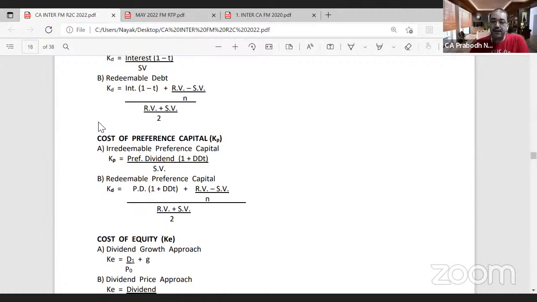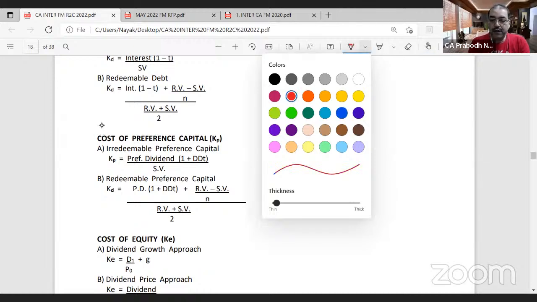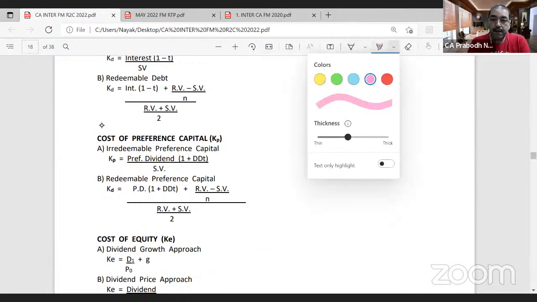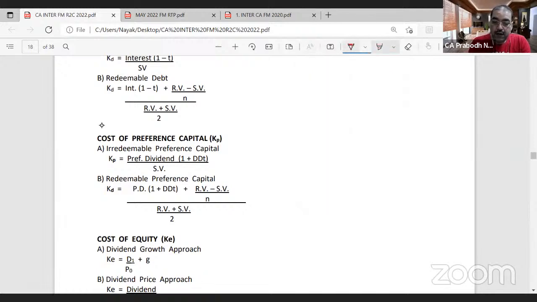Interest is 1 minus the tax, because interest is net of tax. You get the tax benefit. On preference dividend, you don't get the tax benefit. On the other hand, the company has to pay additional dividend distribution tax. Okay, remember that. If your preference capital is redeemable during the lifetime, that means redeemable within 15 years or 20 years or 10 years, then in that case, the formula changes. It becomes preference dividend into 1 plus DDT. Now, this 1 plus DDT I've written here, but it is always to be taken only when you have the dividend distribution tax given. Okay? If the dividend distribution tax is not given, this will not come.